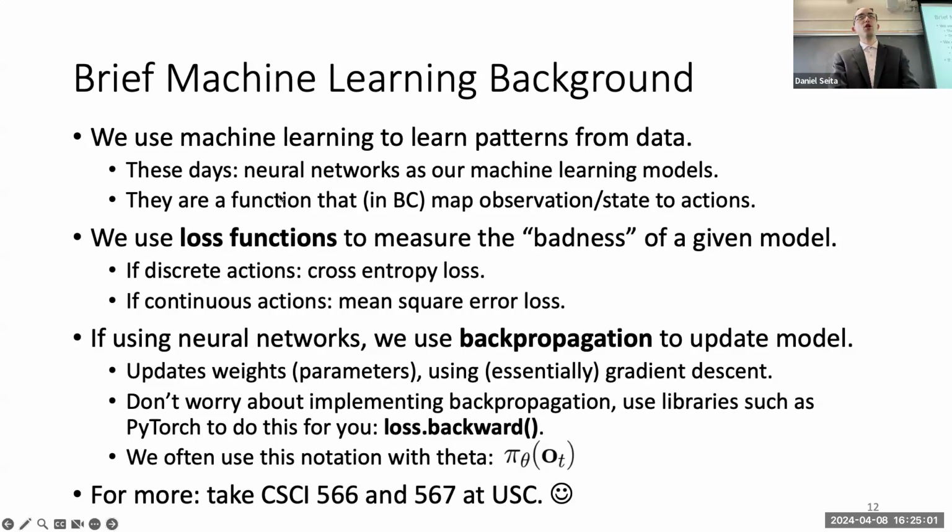So in behavioral cloning, you would map the observation and state, pass it into some neural network, and then have it produce an action. There's the notion of a loss function. A loss function helps to measure how bad a given model is. So the higher the loss, the worse it is.